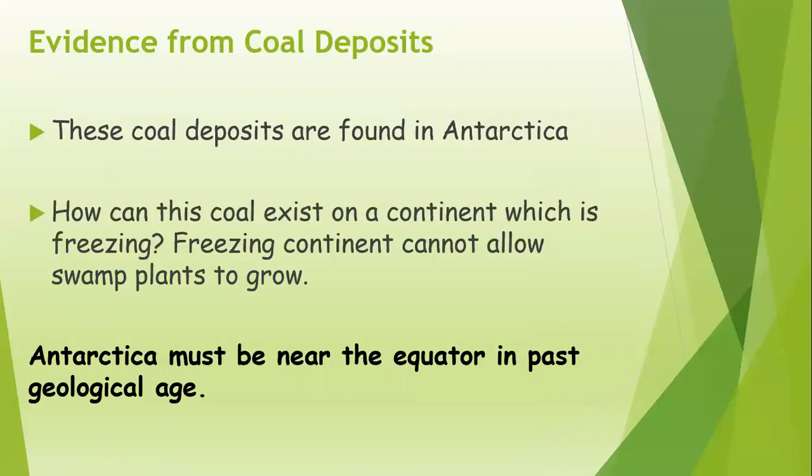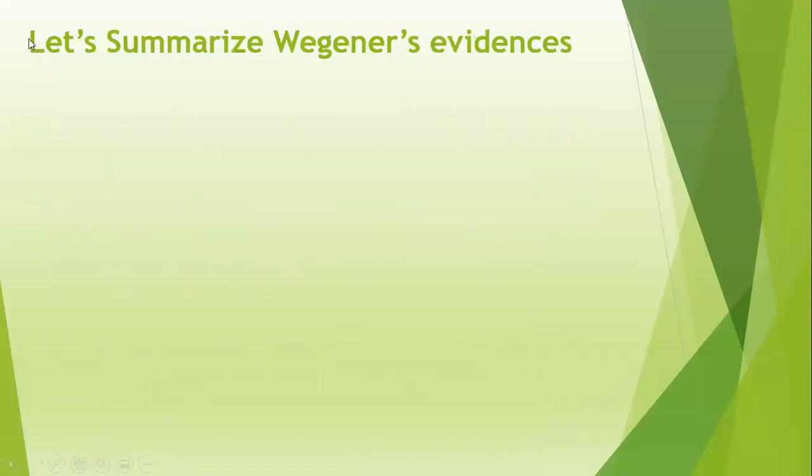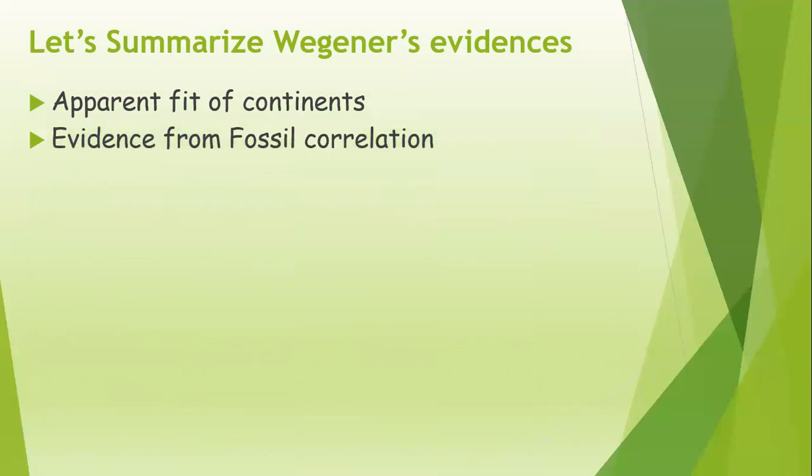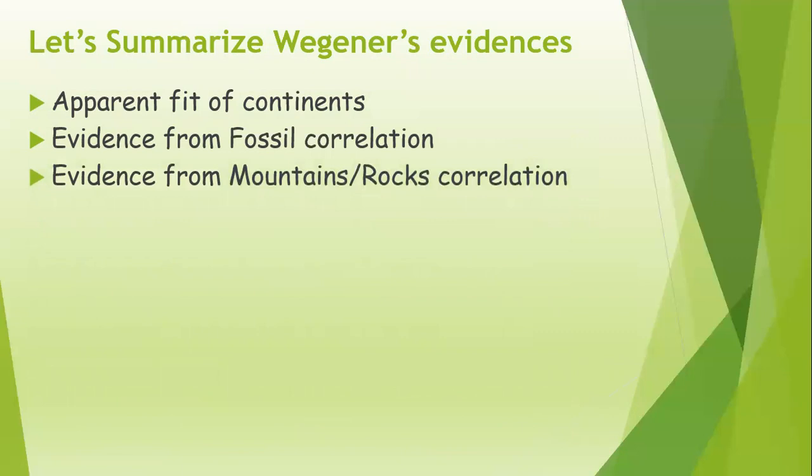Now, these were all the evidences that Wagner was able to collect. So let's summarize Wagner's evidence. The first evidence that he brought was that the continents look as if they are all fitting inside each other like a puzzle, right? Second one was evidence from fossil correlation. What were the fossils that we have studied? One fossil that we studied was Mesosaurus, that reptile-like thing. It looks like a lizard. And the second one that we studied was the plant, Glossopteris.